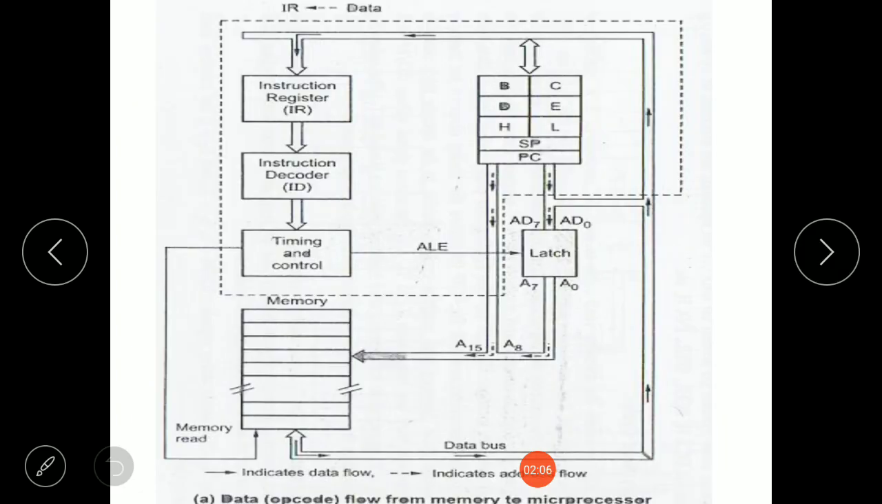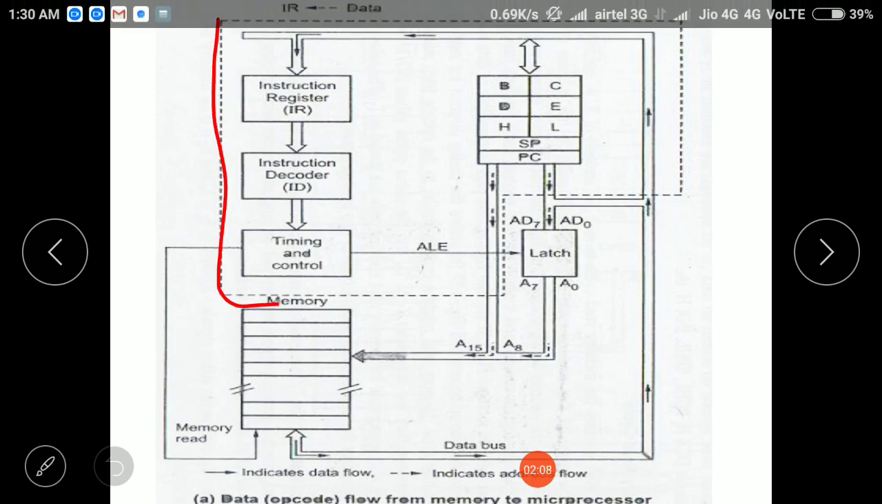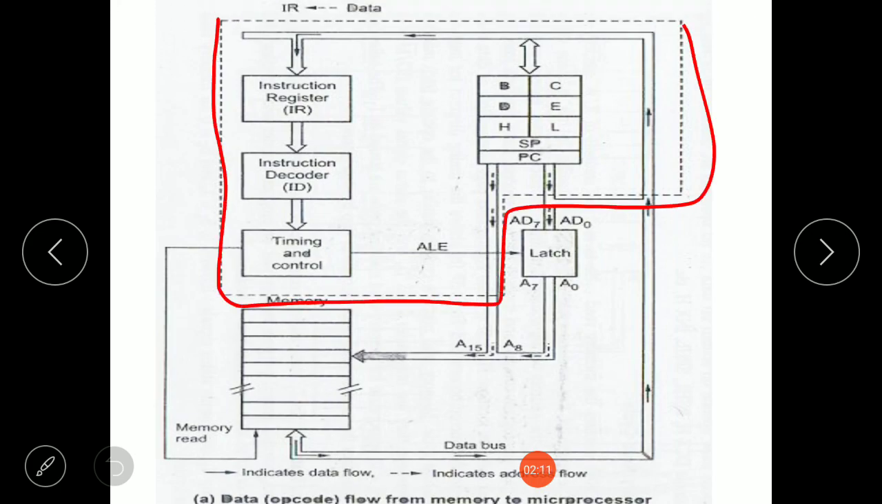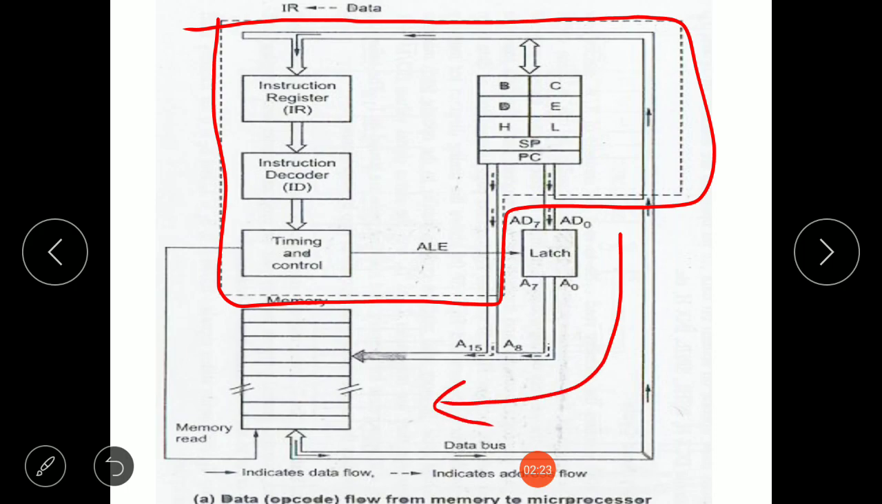This is the 8085 microprocessor. The 8085 microprocessor first sends the address through the address bus to the memory. Now how does it send the 16-bit address? The higher byte of the 16-bit address goes through the address bus A8 to A15, and the lower byte of the 16-bit address goes through the address data bus AD0 to AD7.